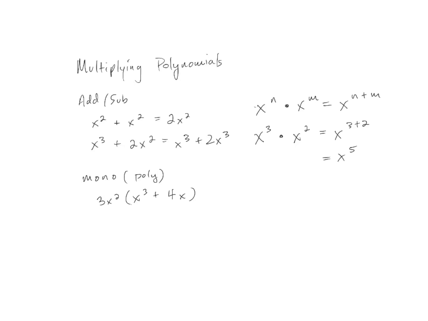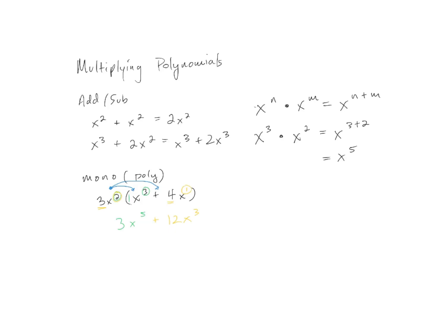The first thing to consider is using the distributive property. So everything on the outside of the parentheses is going to be multiplied to everything on the inside. You would end up with a 3x to the fifth, because I did that 2 plus 3 there, and basically multiplying 3 times 1, plus 12x to the third, because I did 3 times the 4, and 2 plus 1. And that's how I'd multiply a monomial versus a polynomial.